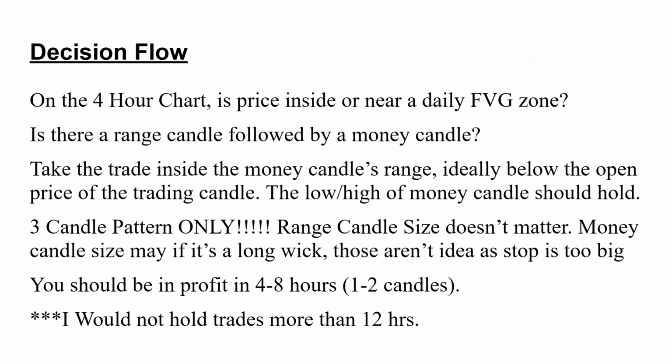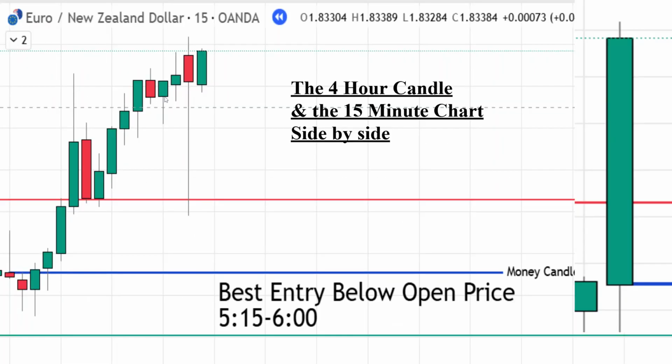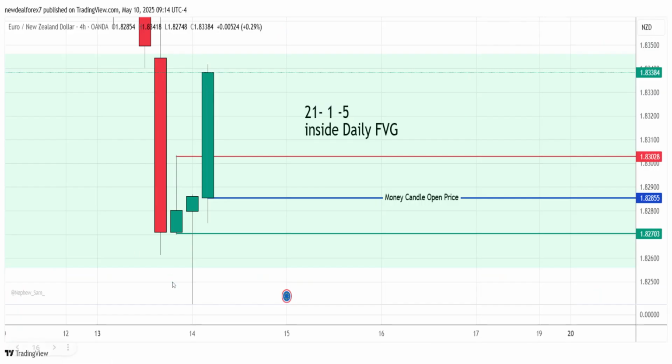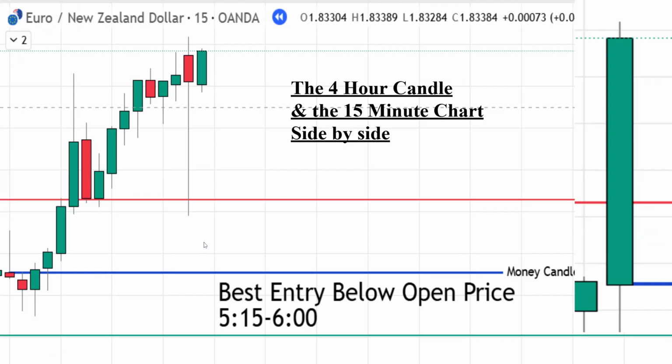So here's our decision flow for looking for trades. So number one, when you come to a chart at one of these 4-hour intervals, on the 4-hour chart, is price inside or near a fair value gap zone? It doesn't have to be exactly inside of it, but at a bare minimum, you need to see this money candle make contact with it. That's the bare minimum. Okay, this money candle, sometimes it'll poke the very top of the fair value gap. That's fine, something like that.